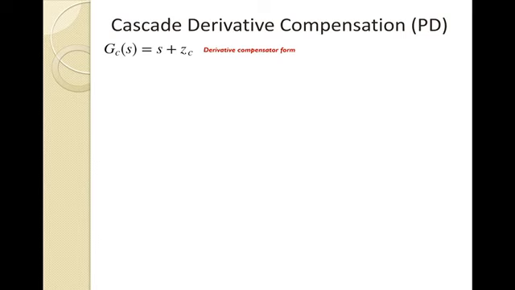So we're going to start with our cascade derivative compensation, or a PD control. You'll see the compensator shown here. It will be basically a 0, S plus ZC, where ZC is the compensator 0. And that's the derivative form. Now we're going to start by looking at an uncompensated system with the root locus as we show here.